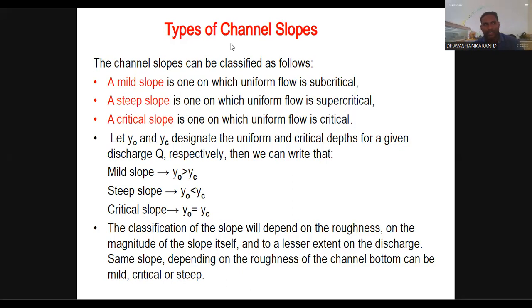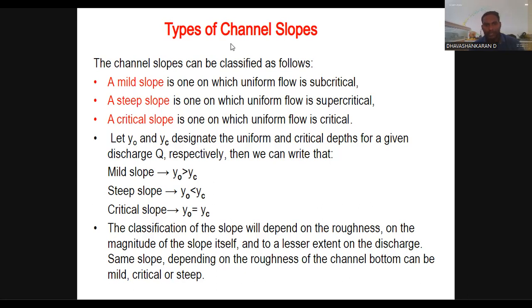The first one is rapidly varied flow, and the second one is gradually varied flow. Rapidly varied flow will occur in a short distance, while a liquid is traveling. Gradually varied flow will occur over a long distance, while a fluid is flowing over a long distance.